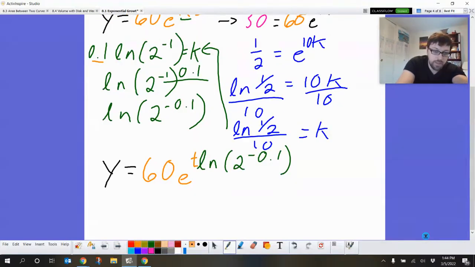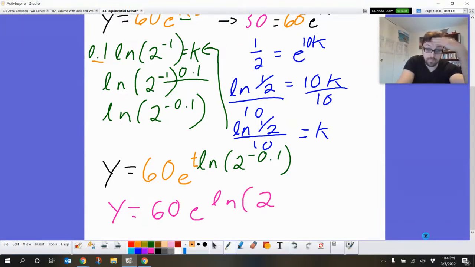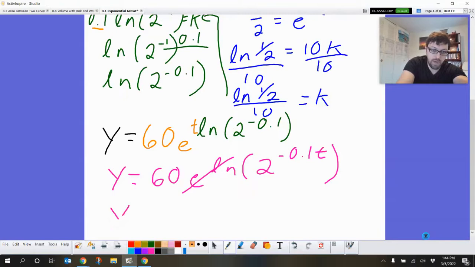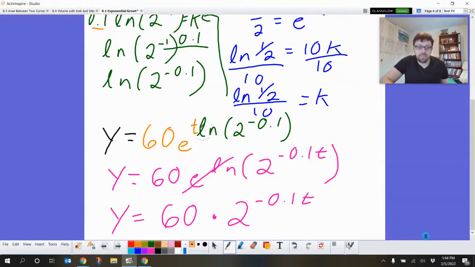More the merrier. So that's y equals 60e to the ln of 2 to the -0.1t. Oh, okay. Now these two things are able to undo each other. And so we are just left with y equals 60 times 2 to the -0.1t. So we could have just left it with this big old mess.